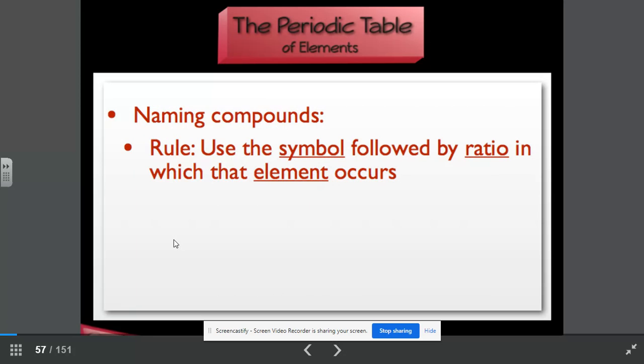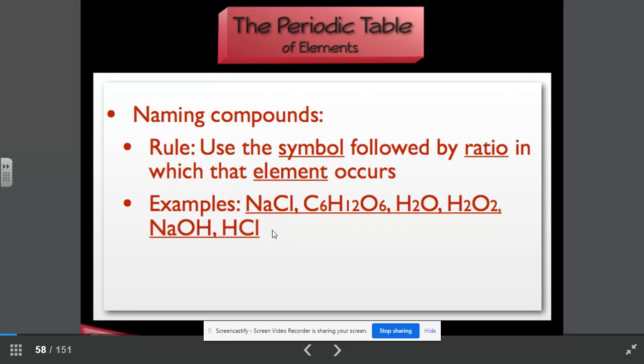Naming the compounds. So remember, when we combine elements together, when they're chemically combined, they develop a new name. The rule that we go by is we use the symbol followed by the ratio in which that element occurs. So here are some examples. NaCl. We have sodium and chlorine. Remember, a metal and a gas. When they're combined, we get sodium chloride, also known as table salt.